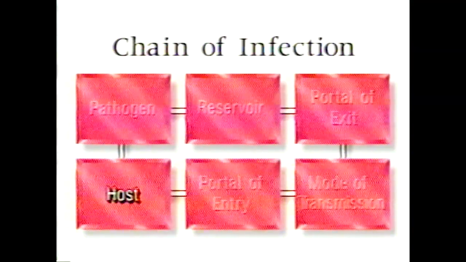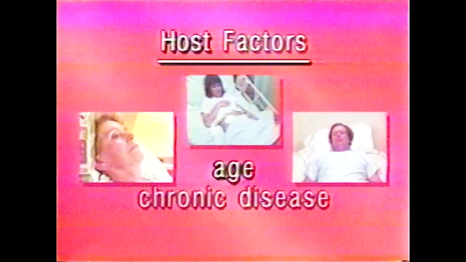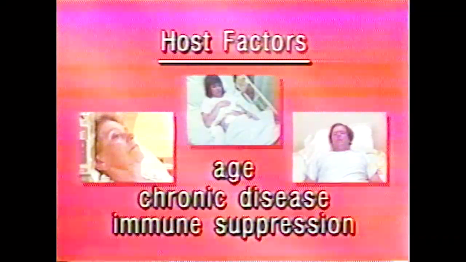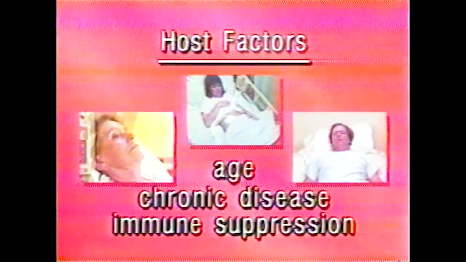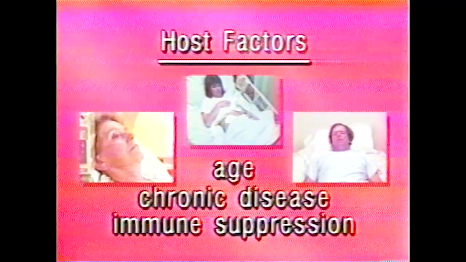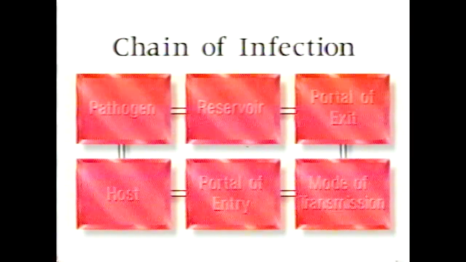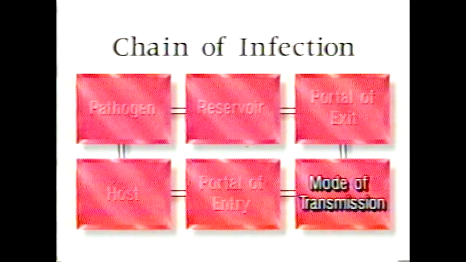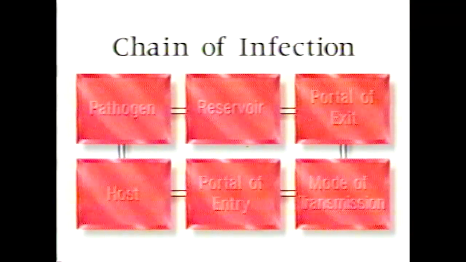Finally, think about the host factors which may increase susceptibility to infection, such as age, chronic disease, and immune suppression, which may increase risk. Identify factors which may improve host defenses and decrease risk, such as immunization. Careful examination of each of the 6 links in the chain of infection, the pathogen, reservoir, portal of exit, mode of transmission, portal of entry, and the susceptible host, should allow the healthcare professional to identify and utilize the appropriate infection prevention strategy.